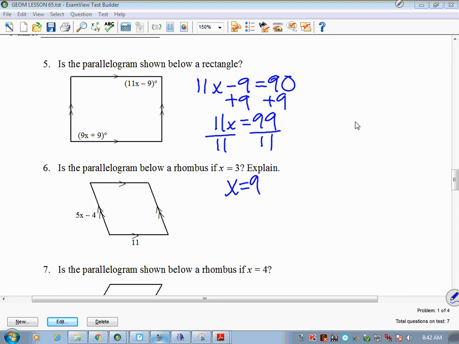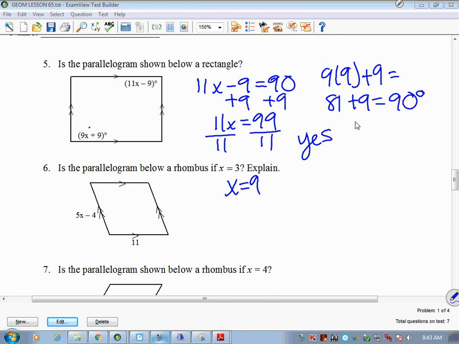And then we want to take that 9 and plug it back in over here. So 9 times 9 plus 9. Does that equal 90? Well, 9 times 9 is 81. 81 plus 9 equals 90. Because both those angles using the same x would equal 90, then we would say, yes, this is a rectangle. But both of them have to equal 90 degrees. The same x has to work for both.